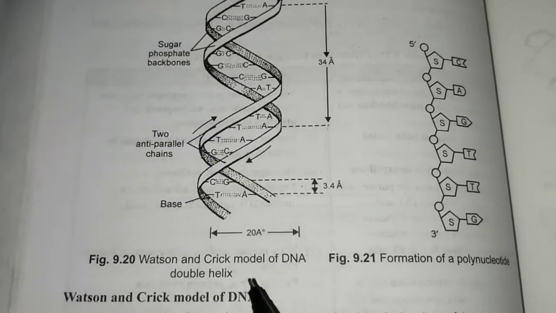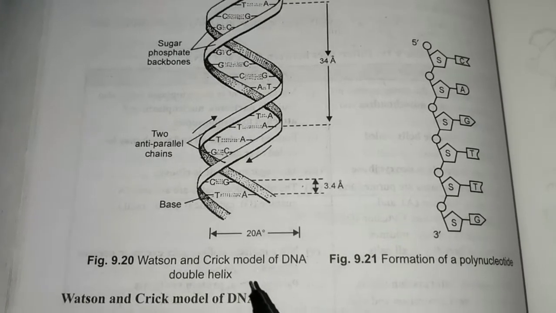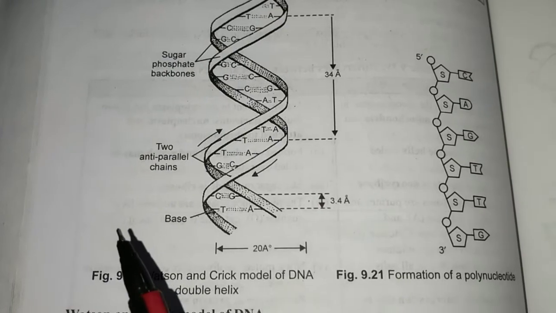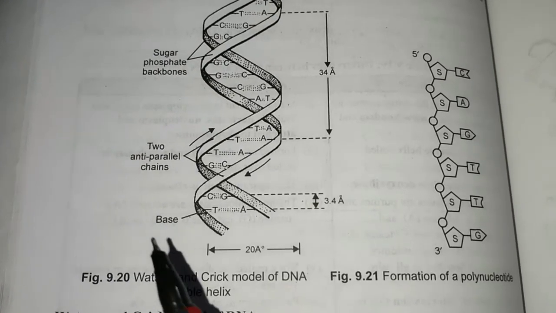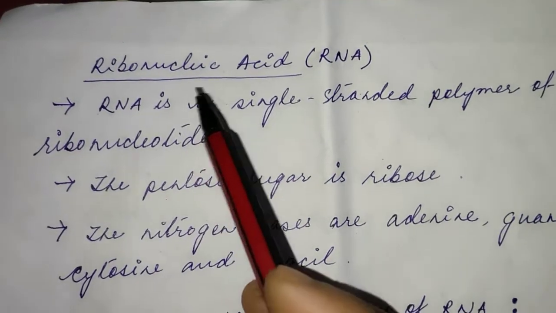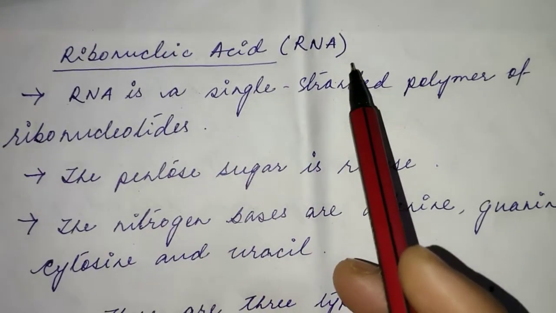So this is very important for your exam purpose. Go through it. If there is any confusion, then let me know. Okay? Thank you. Now, the next nucleic acid is ribonucleic acid or RNA.